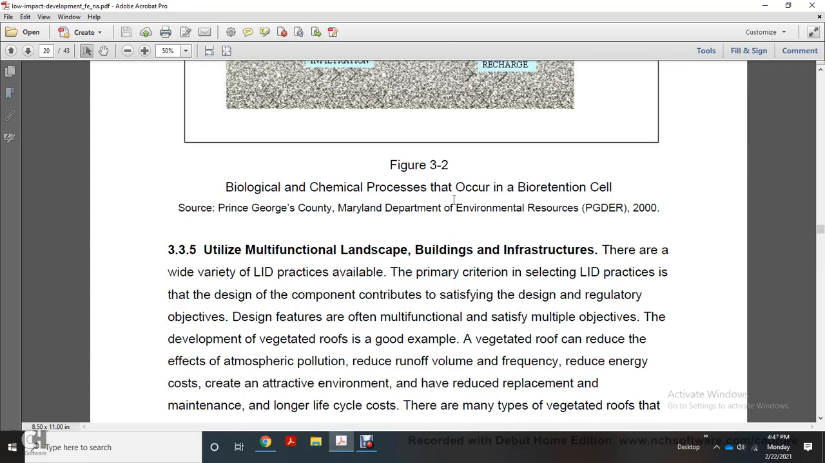Some features are often multifunctional, satisfying multiple objectives, as with the development of vegetated roofs. A good example is the vegetated roof, which can reduce the effect of atmospheric pollution, reduce the runoff volume and frequency, reduce energy costs, create a more attractive environment, and have reduced replacement and maintenance costs with a longer life cycle.